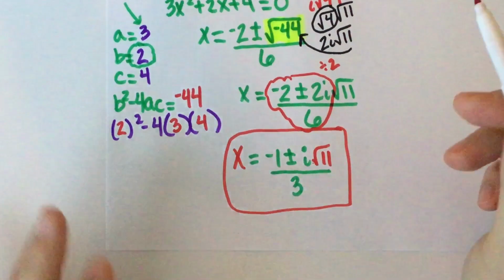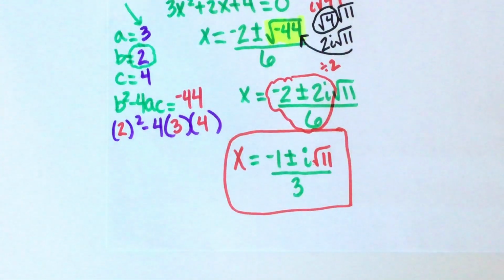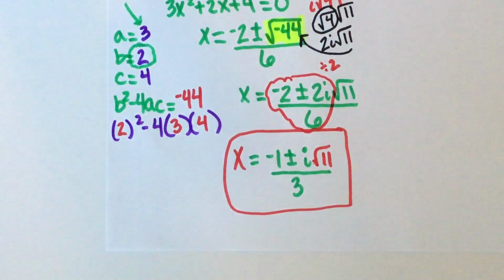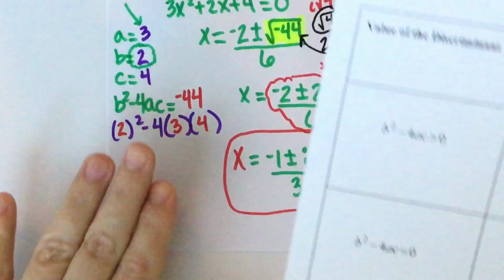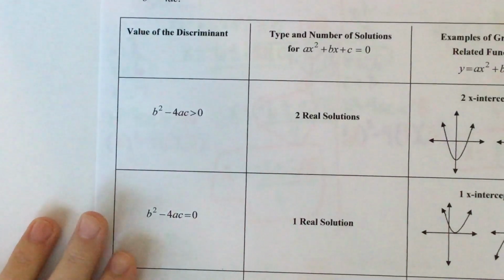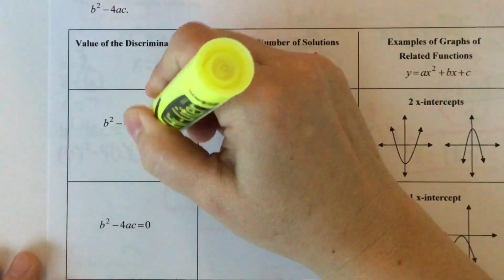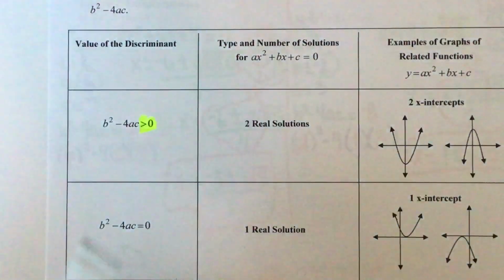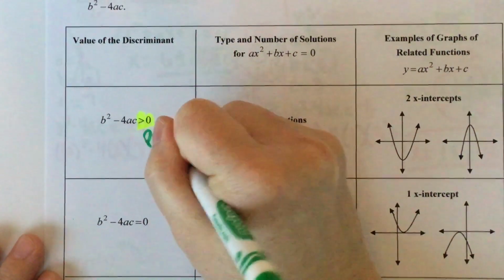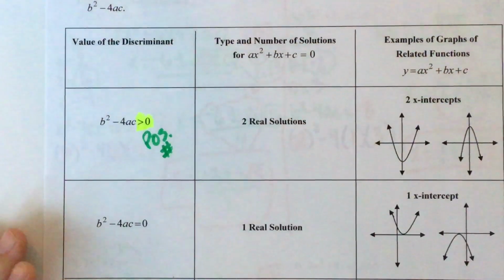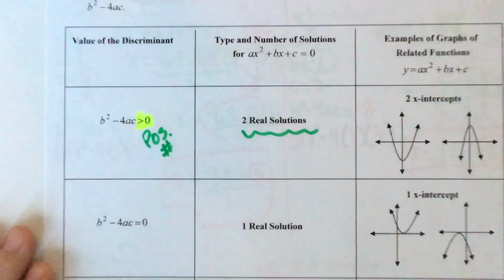Okay, so there's only one other thing I want to do with this lesson, and that's talk about the discriminant a little bit. The discriminant is our b squared minus 4ac. If when you calculate it, you get a positive number, that's what greater than 0 means, you get 2 real solutions.